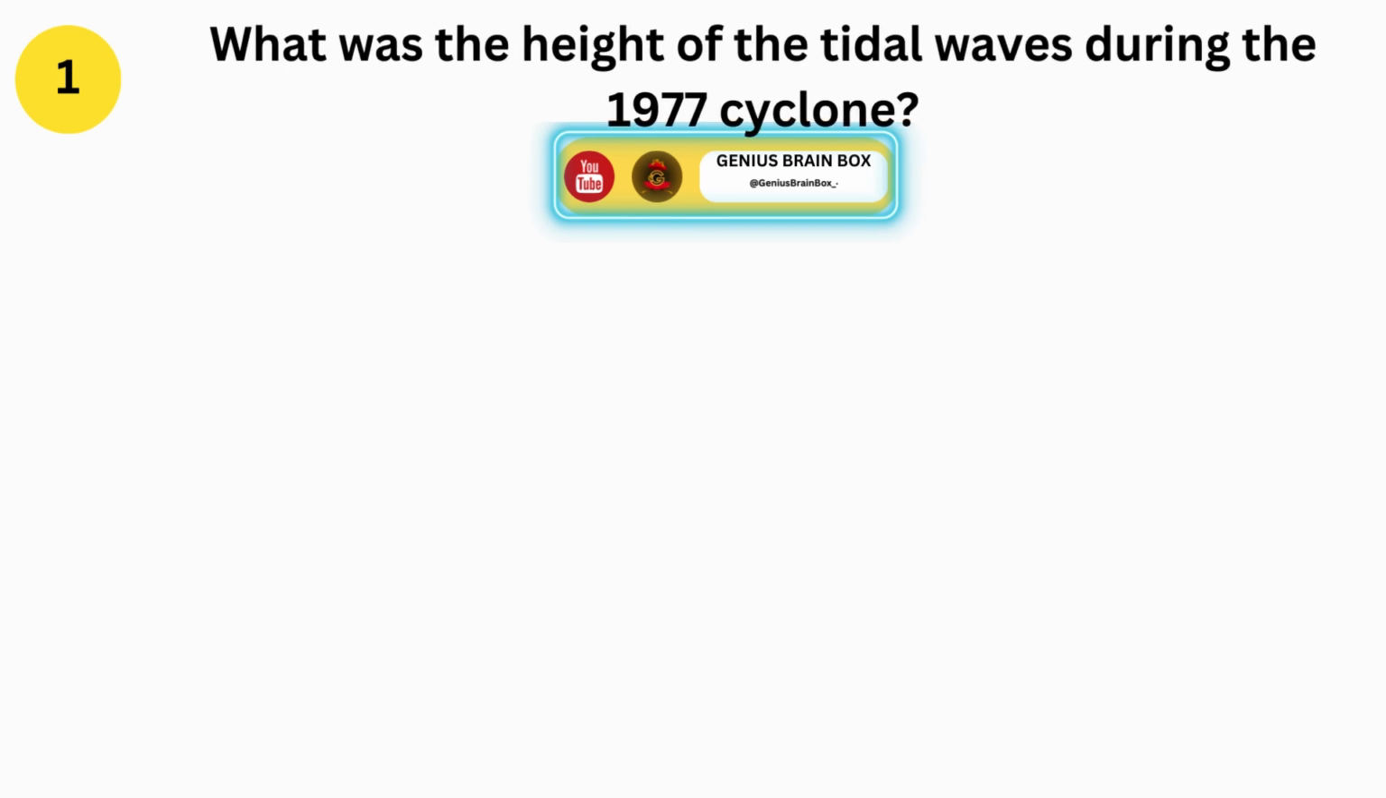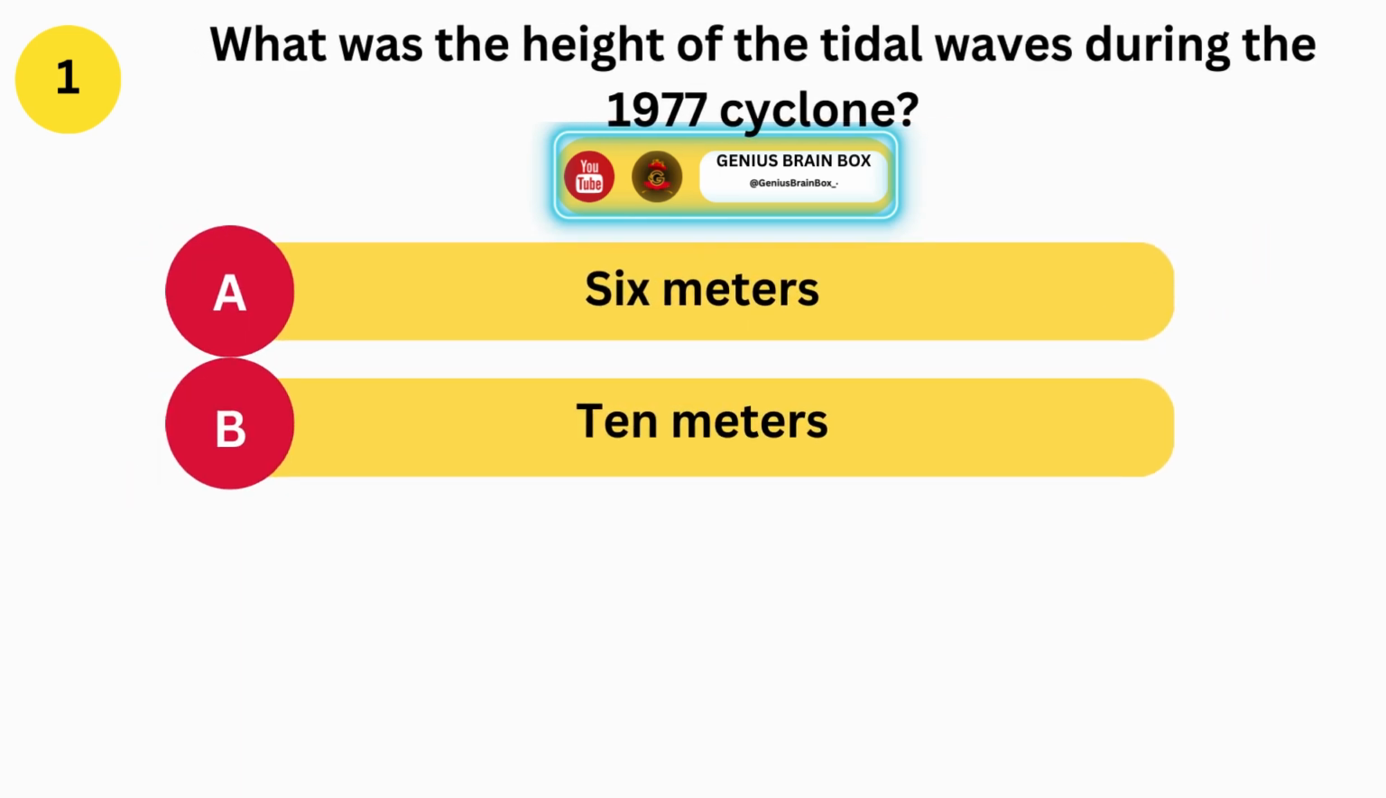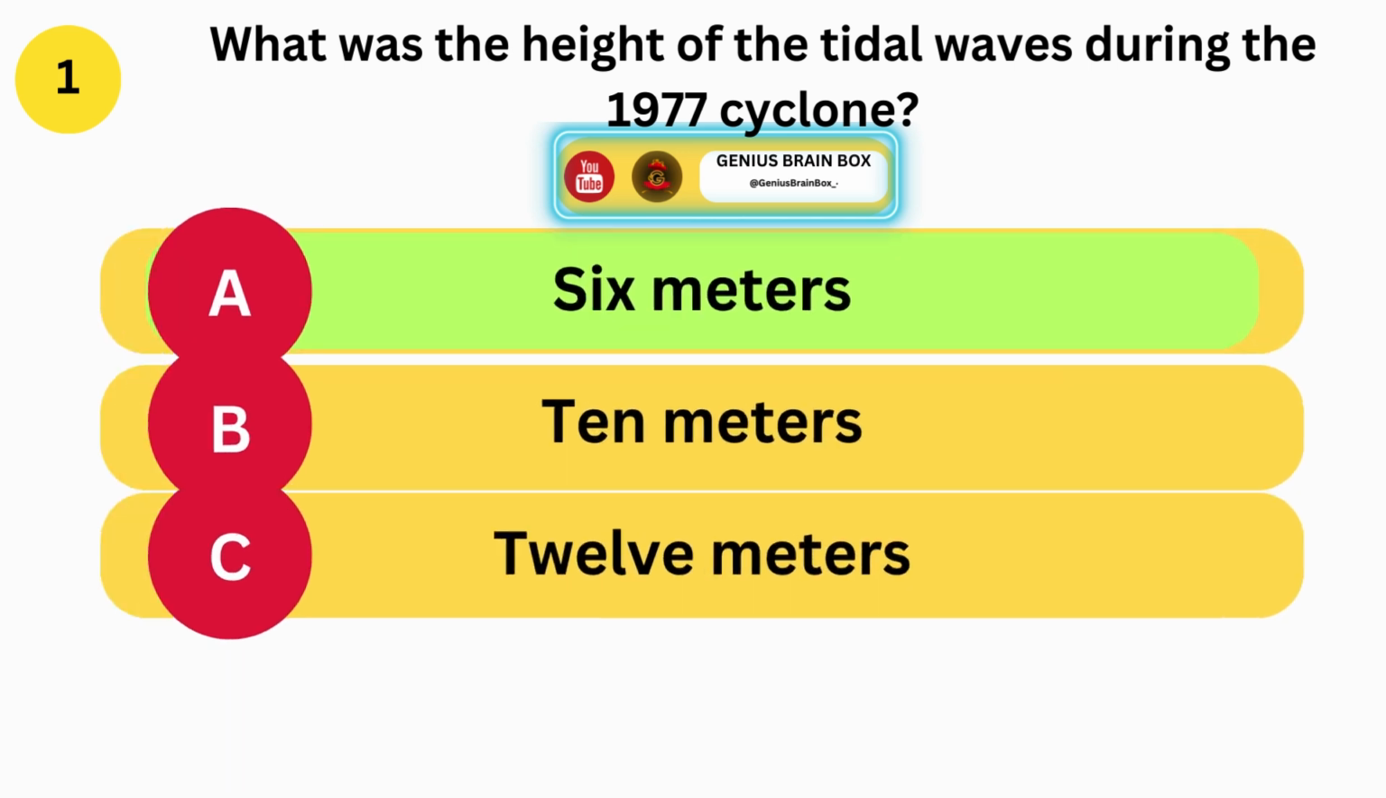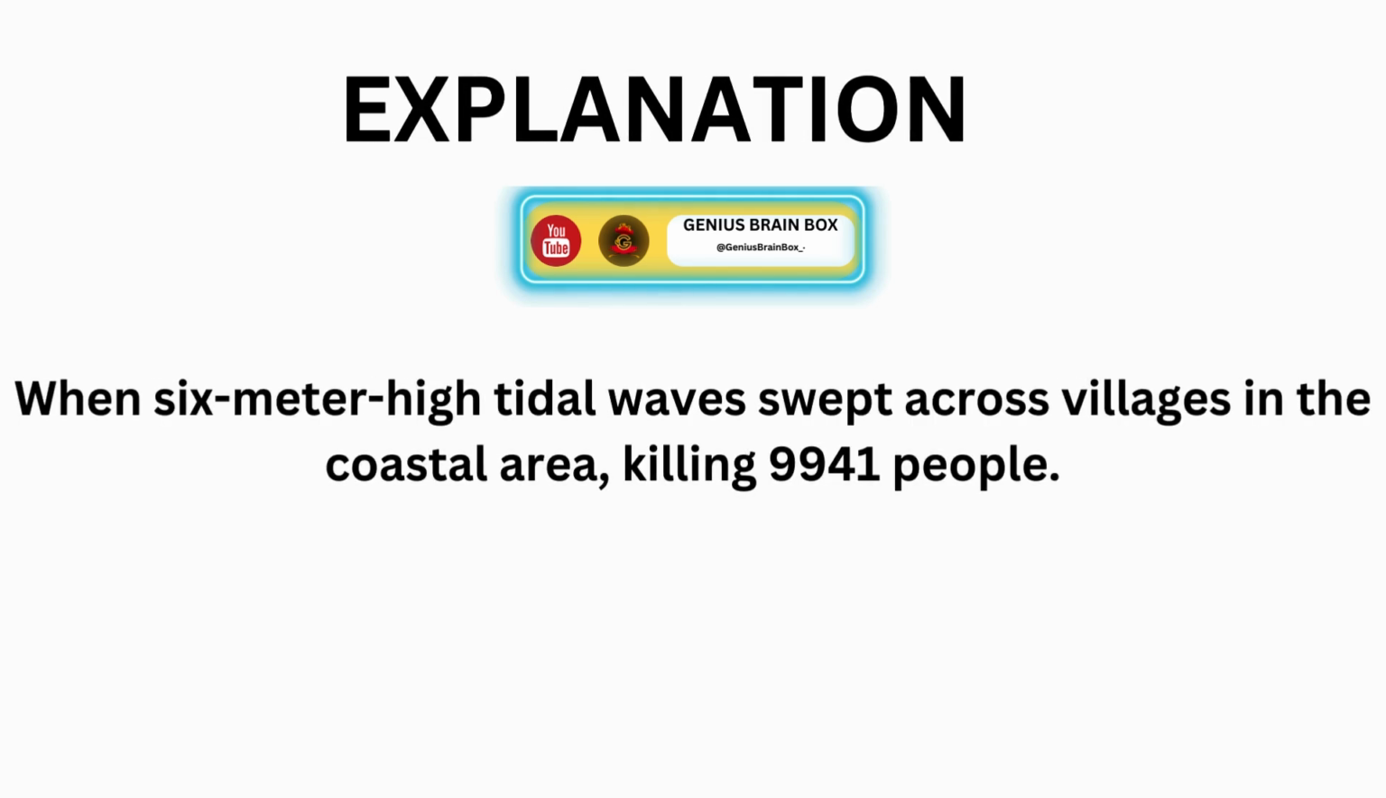What was the height of the tidal waves during the 1977 cyclone? Option A 6 meters. Option B 10 meters. Option C 12 meters. Correct answer is... Explanation. When 6-meter-high tidal waves swept across villages in the coastal area, killing 9,941 people.